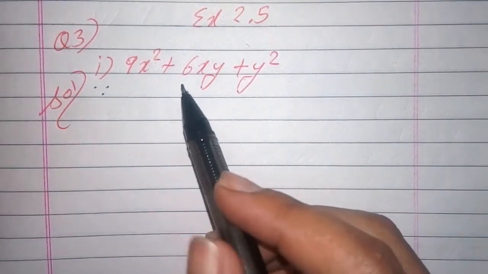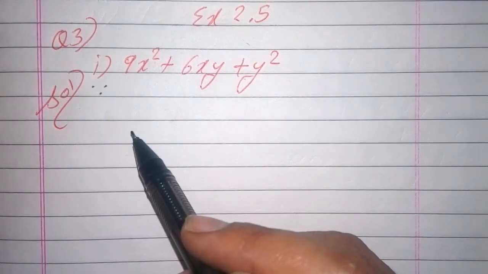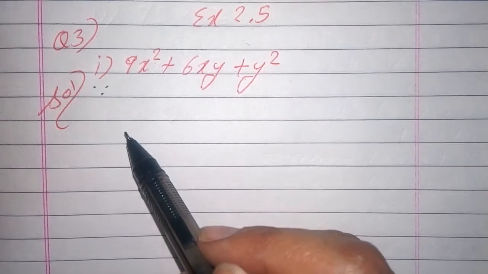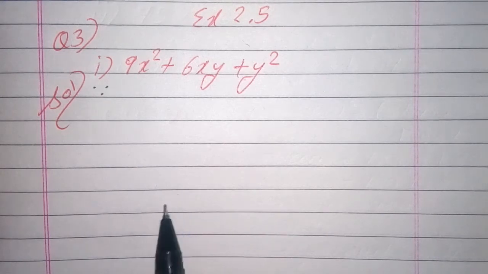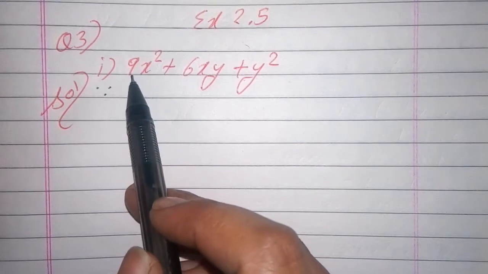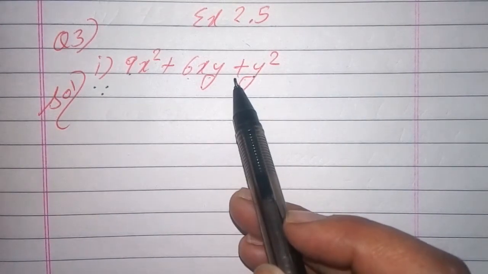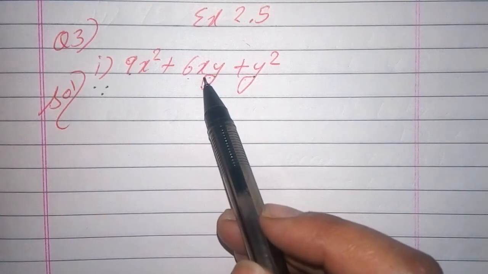First we have to use an identity. Which identity should we use? We have to look at all 8 identities. Look at identity number 1, which is (x plus y) whole square, equal to x square plus 2xy plus y square. But identity 1 is given in x and y and our question is also in x and y, so we will get confused.